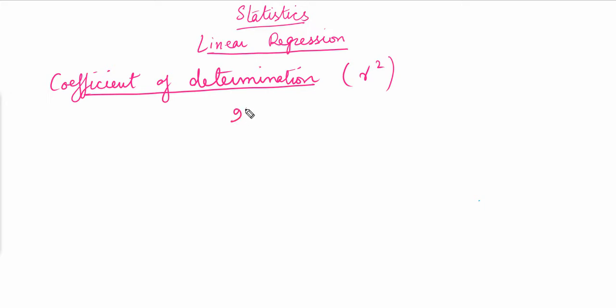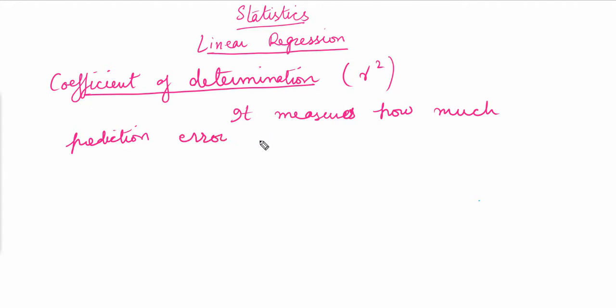So it measures how much prediction error we eliminated. And let's suppose the value of r square is 0.9, or let's suppose 0.65. That will be equal to 65%. So if we get the value of r square as 0.65, it means that we have eliminated 65% of the prediction error. So what basically is the prediction error?